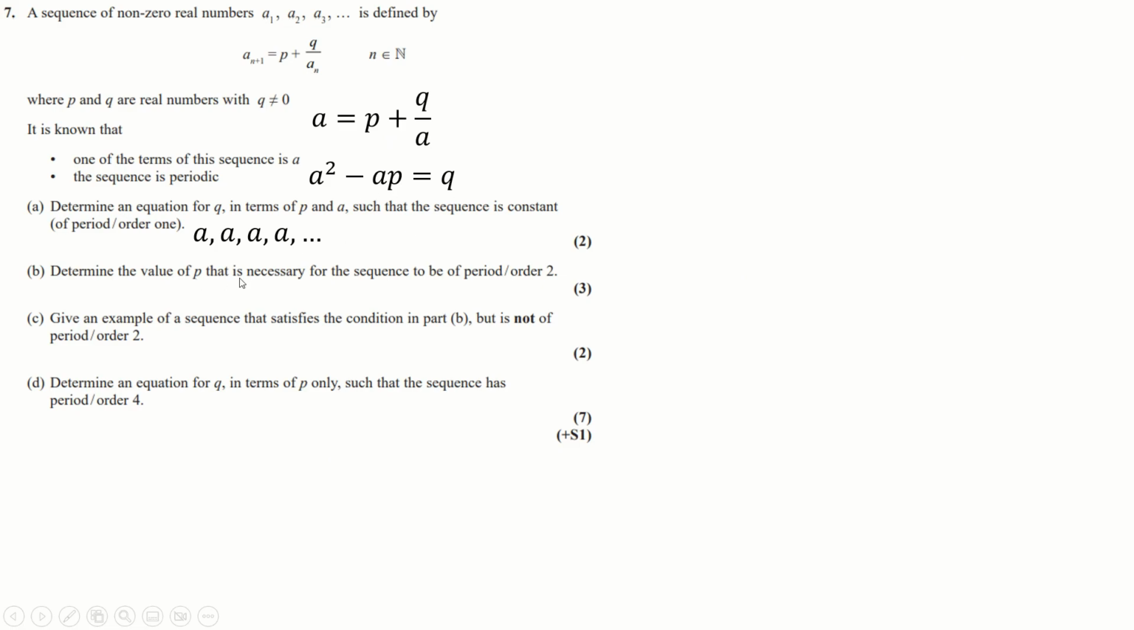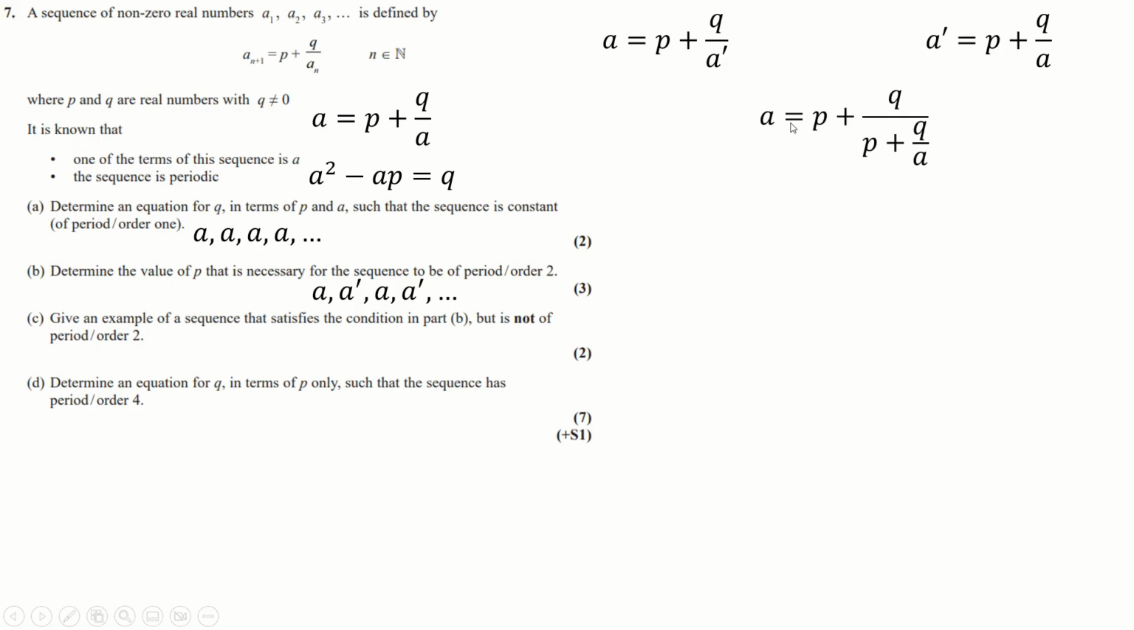Now, what value of P is necessary for the sequence to have order 2? If it has order 2, then it goes A into not A, into A, into not A, into A, into not A, and so on. So what that means is, for any term in the sequence, A is equal to P plus Q over not A. But then also, via the next term, not A is equal to P plus Q over A. So we can shove that result into here to get a result in just A, P, and Q. And then we can try and rearrange this to figure out some necessary condition.